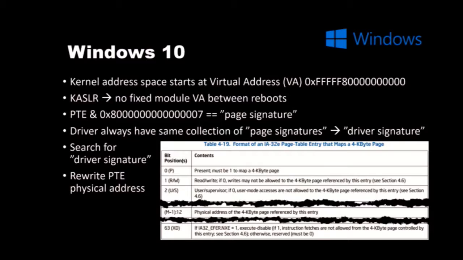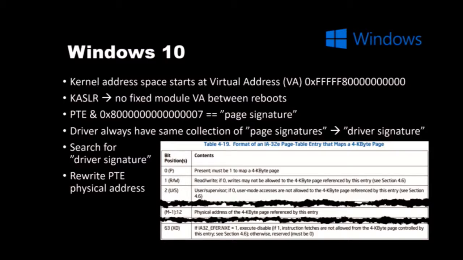But if you take a page table entry and have a look at the lowest 3 bits and the highest bit, which is the present bit, and whether it's a read or write page, or a user or a supervisor/kernel page, or an executable or non-executable page, those 4 bits together form what I call a page signature.